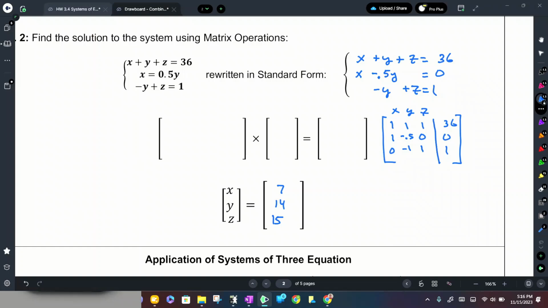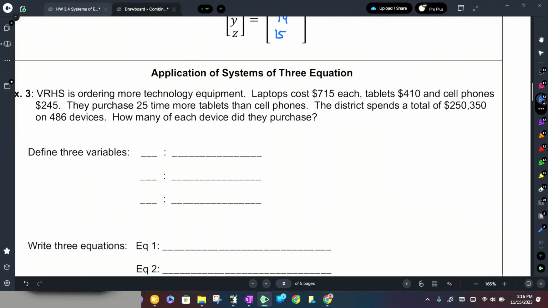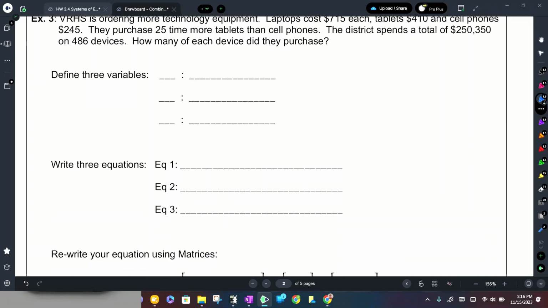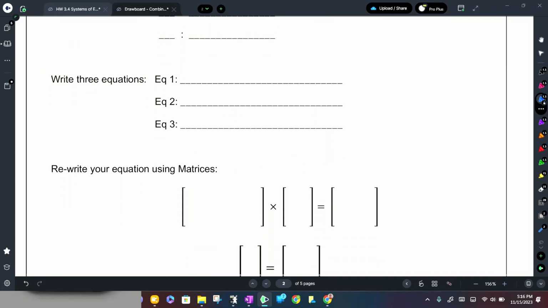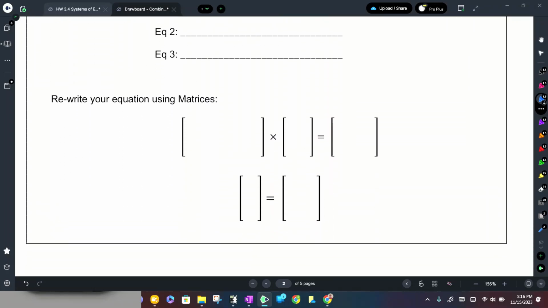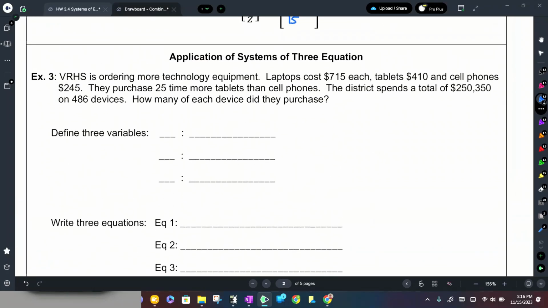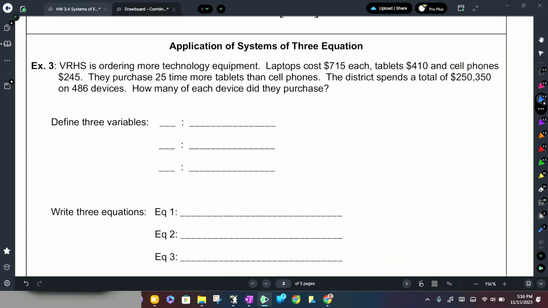So we are okay. The next one, instead of doing anything else, we're not going to pause, we're going to roll right into this. We have systems of 3 equations. So we have to define variables, write equations, and rewrite the equations using matrices. We don't have to solve. You guys can solve if you want. In fact, maybe you need to solve.